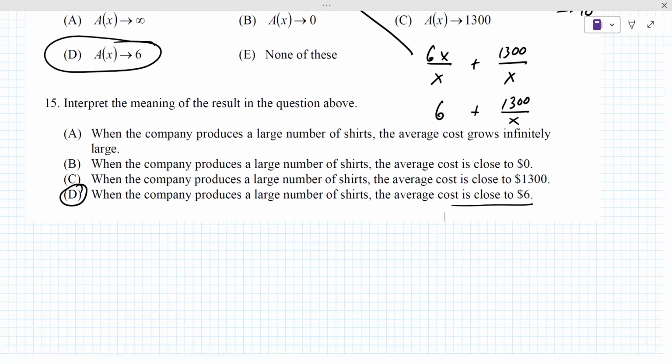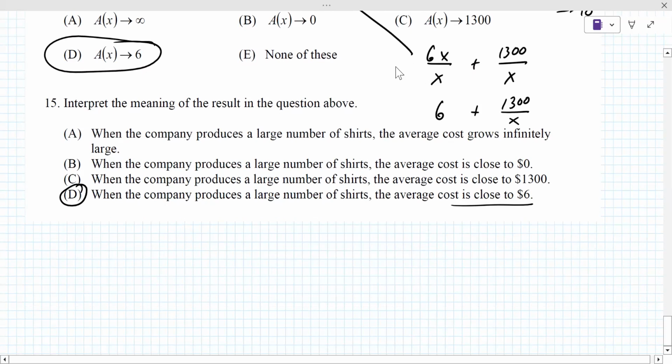In 16 though, the cost goes to 0, or A of x goes to 0 this time. It's a slightly different function. So it's not that they always go to that one in front, the 6. It depends on where the variable is.